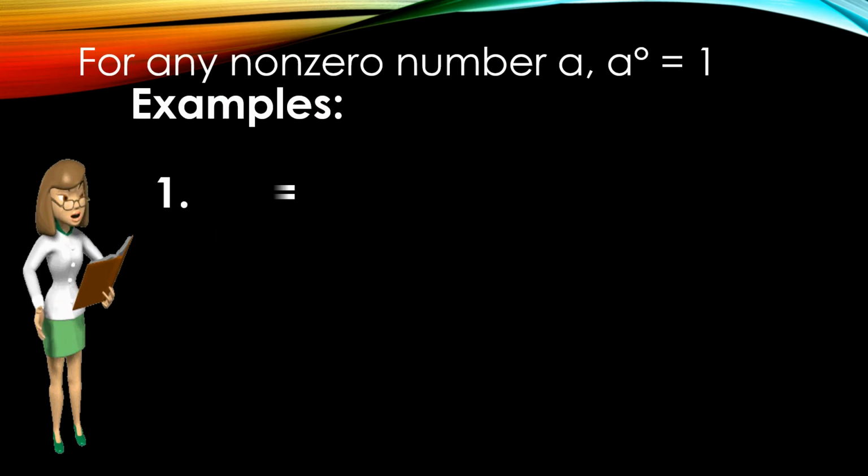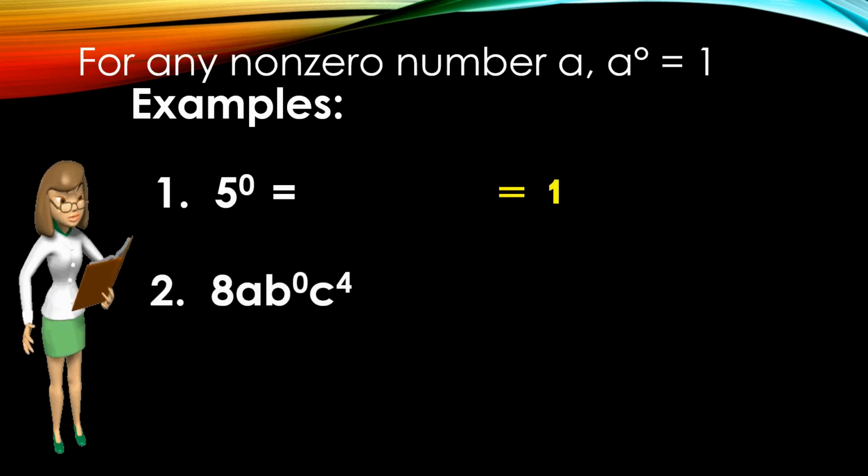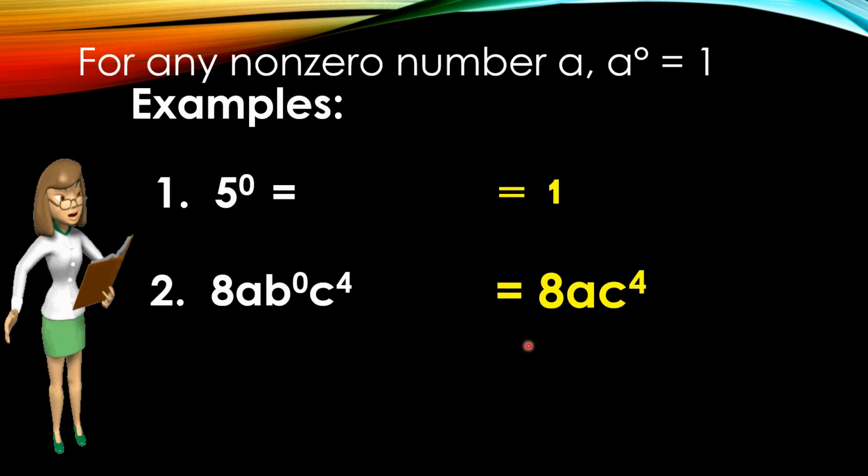Examples. Number 1, 5 raised to 0 is equal to, yes, 1. Okay, number 2, 8 a b raised to 0, c to the 4th. So our answer now is 8 a c raised to 4 because b raised to 0 is 1. So 1 times 8 is 8. So the final answer is 8 a c to the 4th.